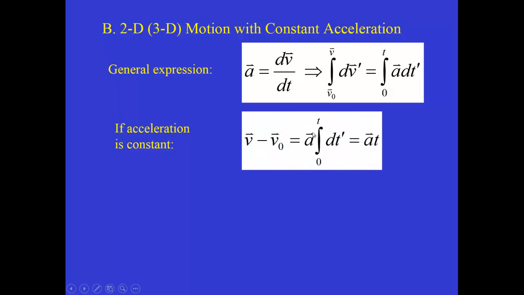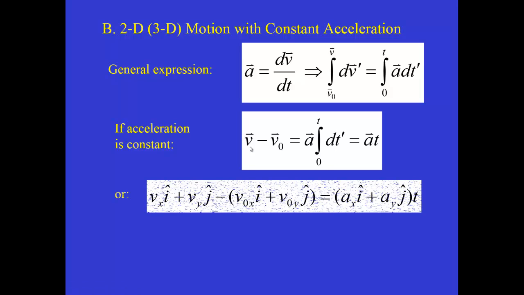That's easy, but then the right-hand side becomes simple as well, because the acceleration can come outside the integral if it doesn't depend on time, leaving behind an integral dt from 0 to t, or just a times t. So this equation, v minus v0 equals at, we've seen that before, but now it's a vector equation. And as such, it contains within it components along x, y, and z.